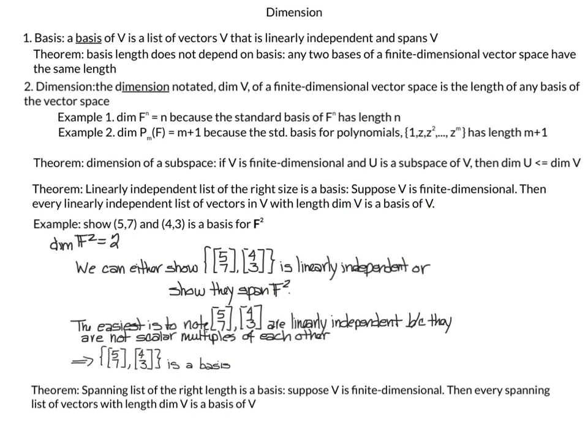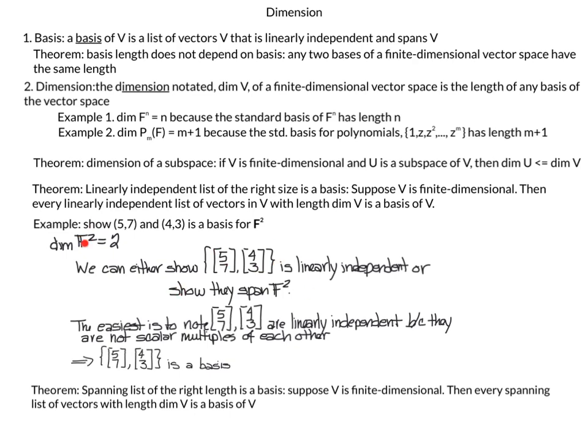The example we have of this theorem is to show that (5,7) and (4,3) is a basis for F^2. The first thing we have is the dimension of F^2 is equal to 2, because we know that F^2 has the standard basis e1, e2. So we can either show (5,7), (4,3) is a basis by using this theorem here, showing that these two vectors are linearly independent, or we can use the theorem down here to show these two vectors span F^2. But since we're illustrating this first theorem, we're going to show they're linearly independent. Also, this is the easiest way to prove (5,7), (4,3) is a basis.